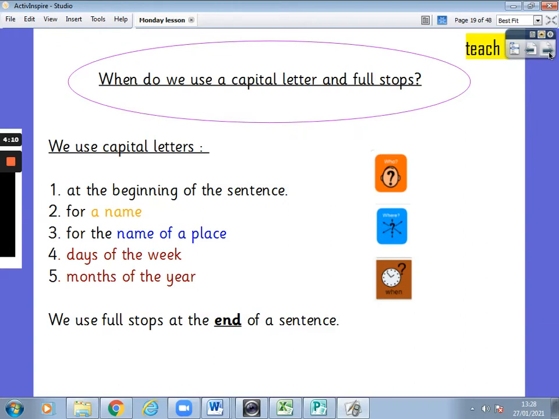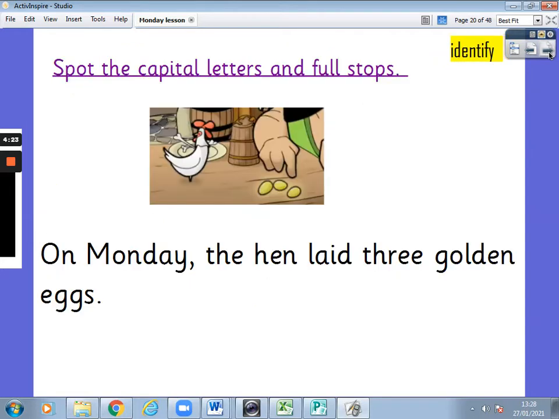When do we use capital letters and full stops? At the beginning of a sentence for a name. Who? For a name of a place. Where? Days of the week, months of the year. When? And full stops at the end of our sentence. One more example. Spot the capital letters and full stop. On Monday, the hen laid 3 golden eggs. Pause the video and spot them.